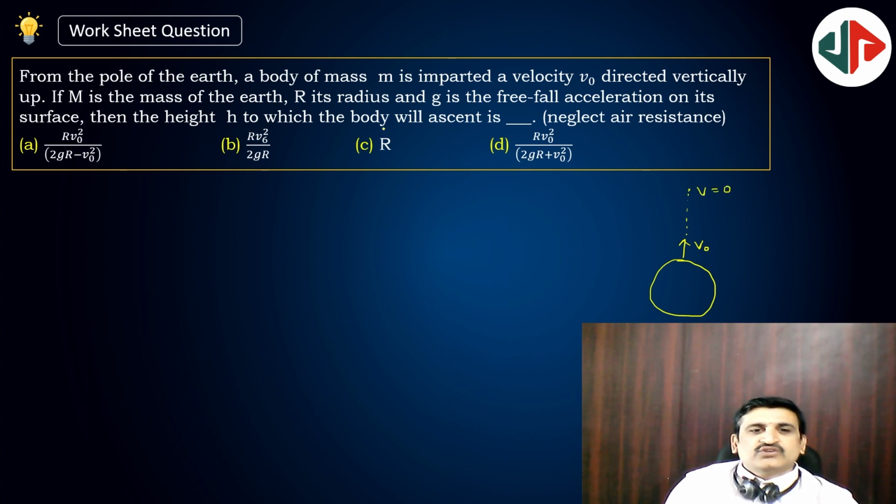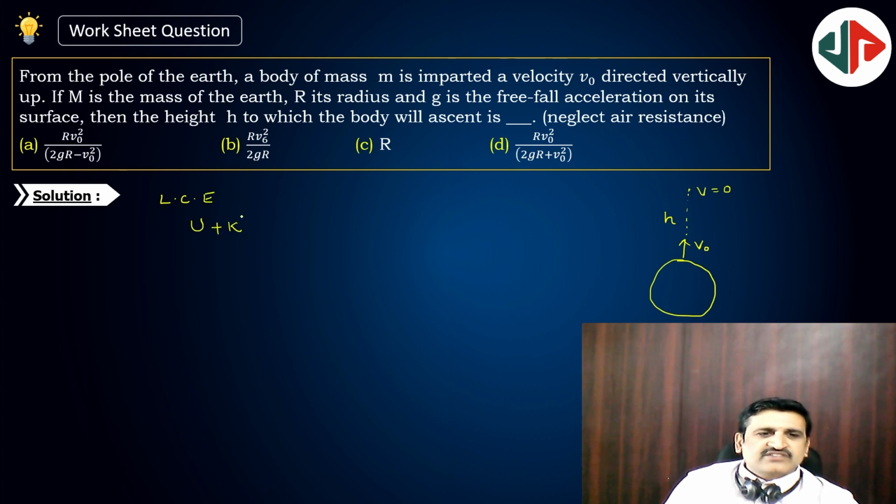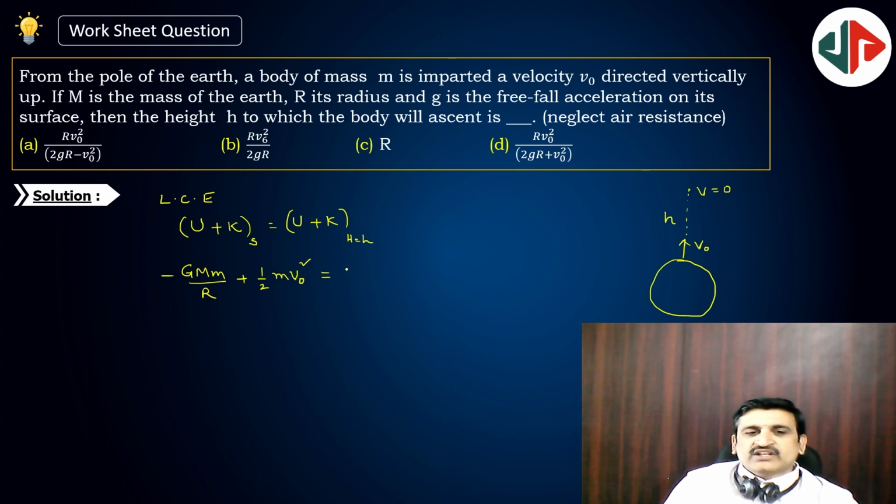Next, the height H to which the body will ascend. So you have the law of conservation of energy. Potential energy plus kinetic energy on the surface equals potential energy plus kinetic energy at the top, at maximum height, which I can say is H. So potential energy, minus GMm by R, plus kinetic energy, half m v naught square, is equal to potential energy, minus GMm by R plus H. This H we need to find out, plus kinetic energy 0.